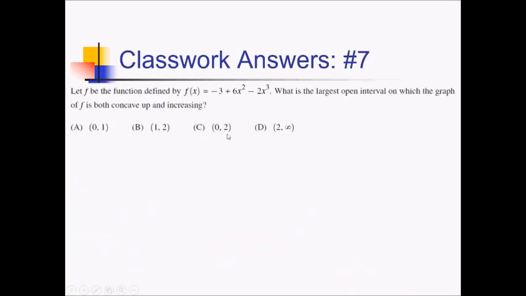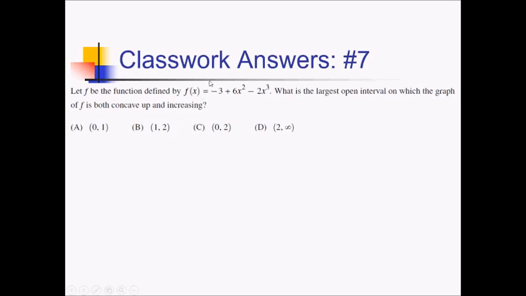On this problem, our function is defined as this cubic kind of thing here. We want the largest open interval on which this graph is concave up and increasing. So this is a non-grapher problem, so we're going to have to do some good old-fashioned sign analysis. For the increasing part, we're going to need to know about the first derivative. For the concavity piece, we'll need the second derivative. So let's start by finding f prime and seeing where that is positive to see where f is increasing.